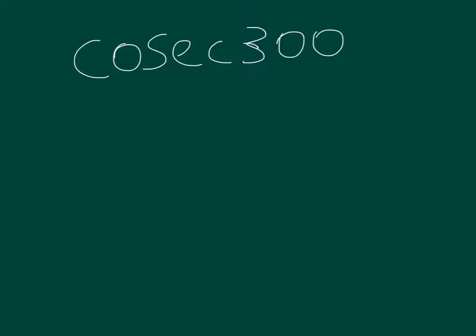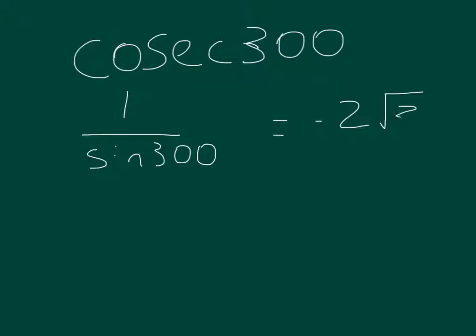Here's an example of how to use these new trig identities. Cosec 300 equals 1 over sine 300, which, after you put it on the calculator, equals minus 2 square root 3 over 3. And normally you just leave it in this form.